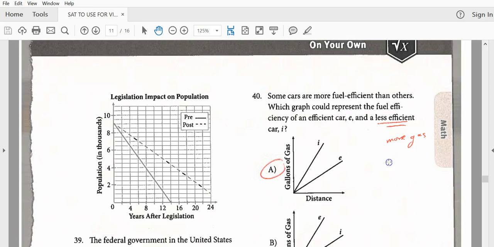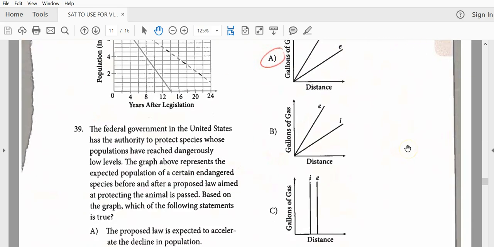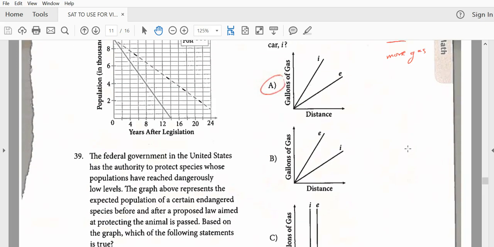So, if we're looking here, our less fuel-efficient car is I, so that means over the same distance, it's going to be using more gas. So we can see that that first one there is actually the only one where it shows I consuming more gas than E.